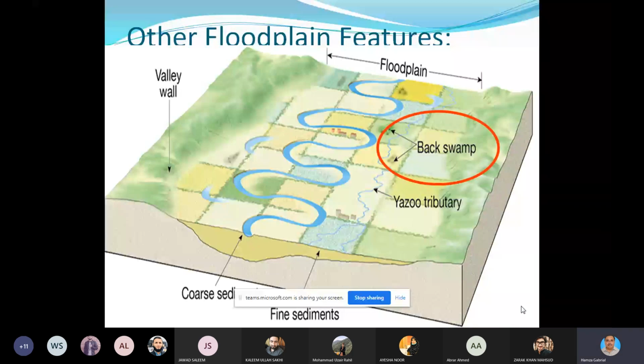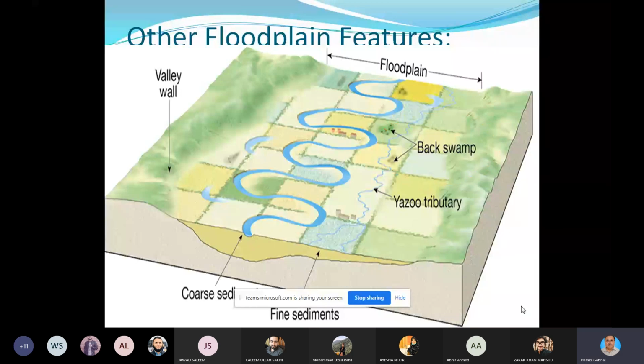Back swamps, you see, are marshy areas formed in the shape of oval-shaped depressions, where the water is not drained out; it is poorly drained. So it is a type of swamp created. There is excess soil moisture in that depression, and you will very commonly find swamps in a floodplain.